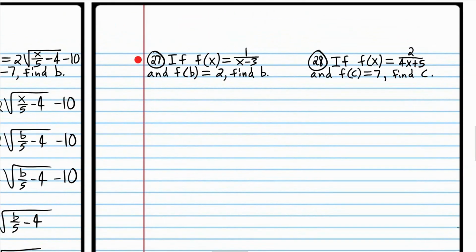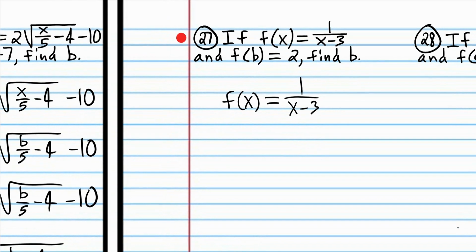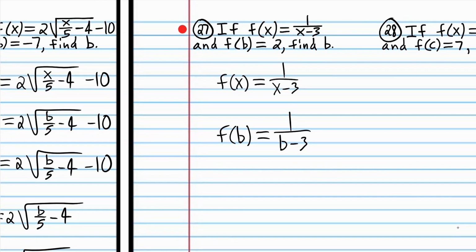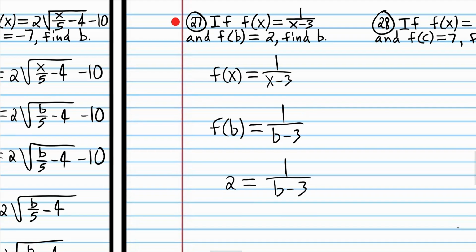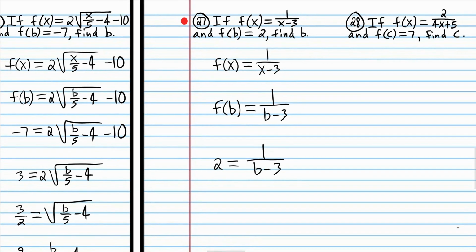Okay, so now we're going to go to more of these problems. So we know f of x is equal to 1 over x minus 3. And if that's true, then we know that f of b is equal to 1 over b minus 3. And we also know that f of b is 2. So now all we have to do to find b is to solve this equation. But a lot of students will have trouble with this type of equation. And there's many different ways to solve this.